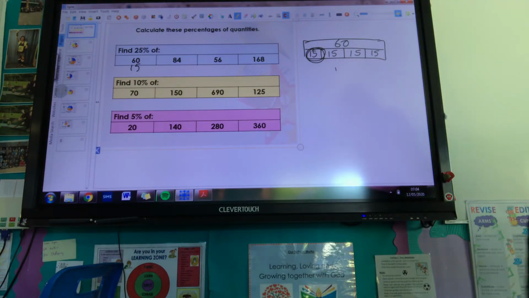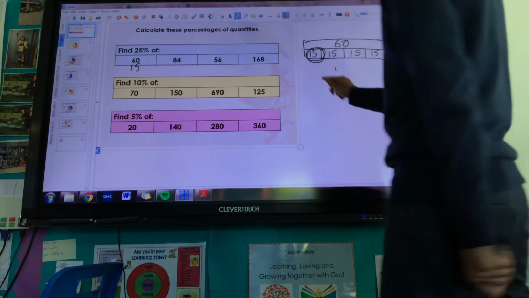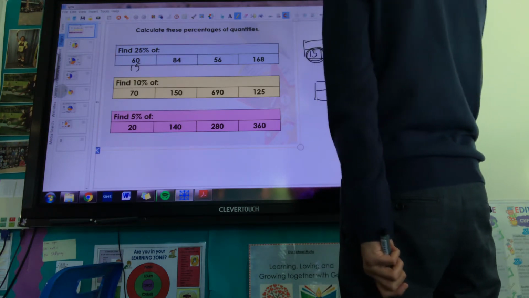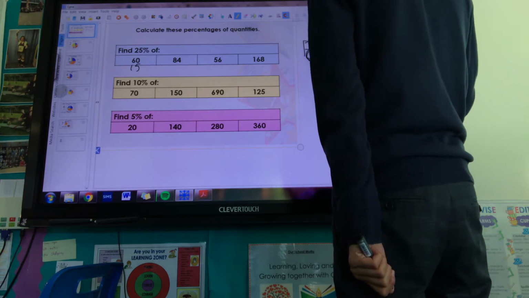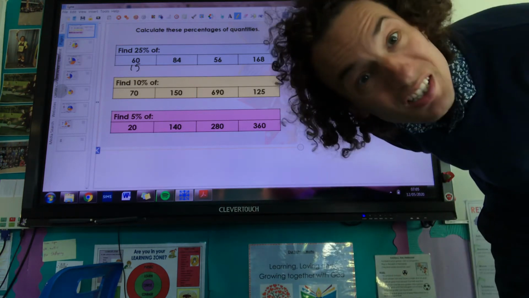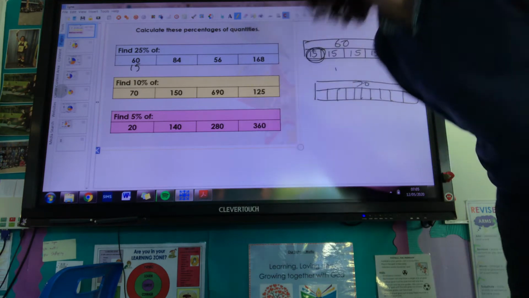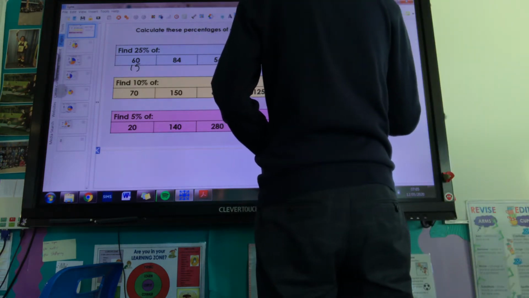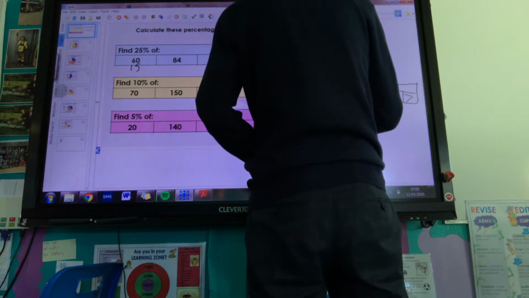10%. Now, how many 10s in 100? That's right, there are 10 10s in 100. So for 70, what we are doing is we are splitting 70 into 10 parts. Can I get 10 successfully here? I think that's 10. Let's just pretend it is. So if I split 70 into 10 parts, 70 divided by 10, what do I get? 7. That's correct, Alice. So 7 into each one. So 10% of 70 would be 7. It's the same as dividing by 10.